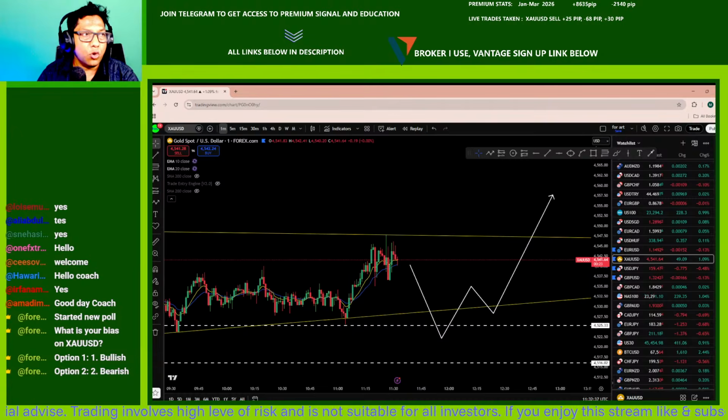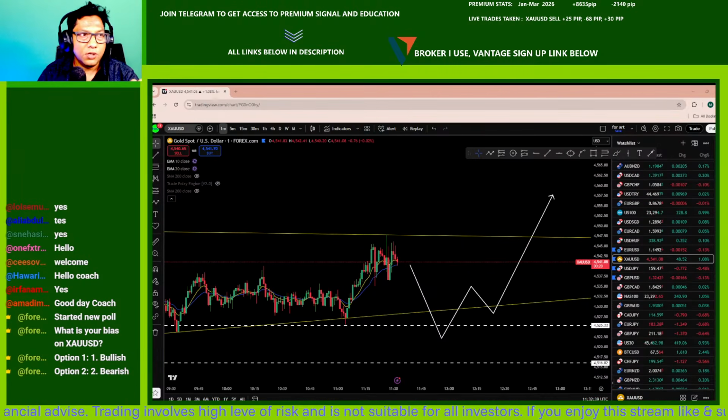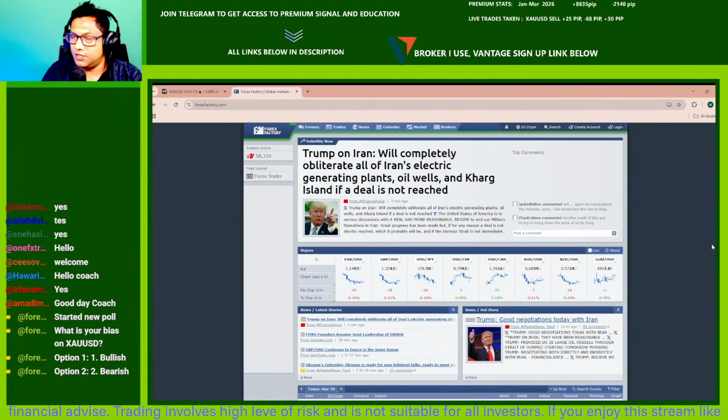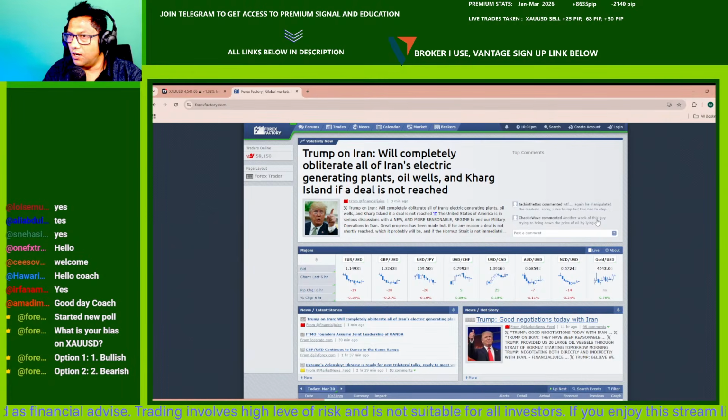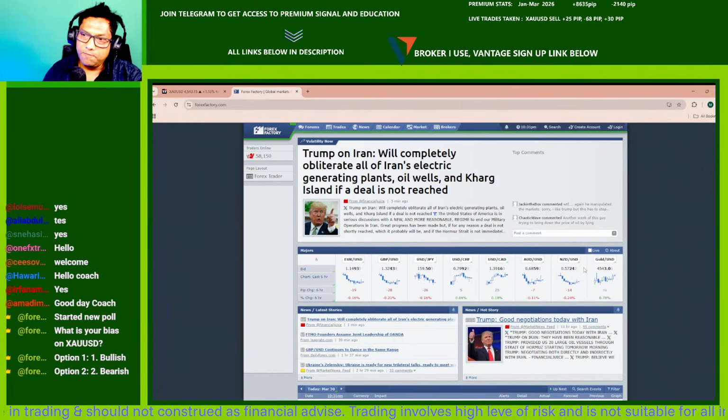So therefore, I'm looking at some of the current news now. I see the volatility now, some volatility has come out. Trump on Iran: will completely obliterate all of Iran's electric generating plants, oil wells, and Kharg Island if a deal is not reached. Okay, so there is a statement that came from Donald Trump.